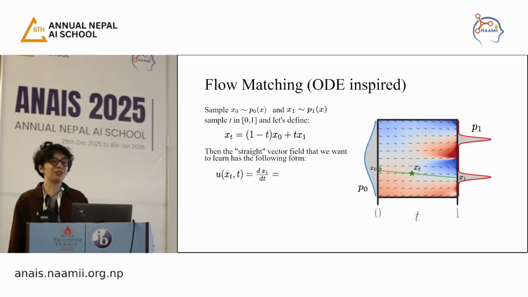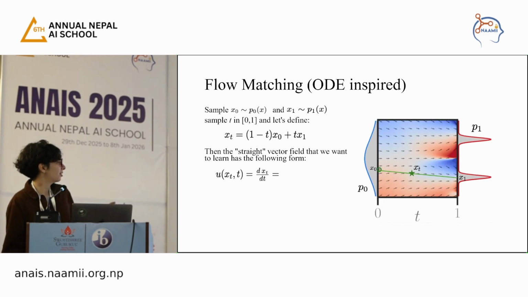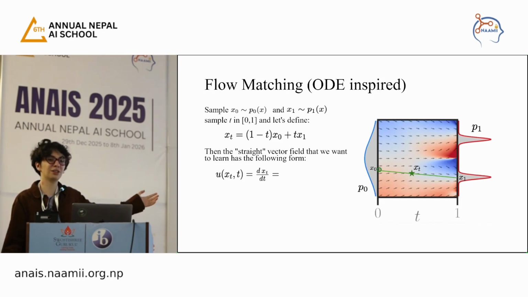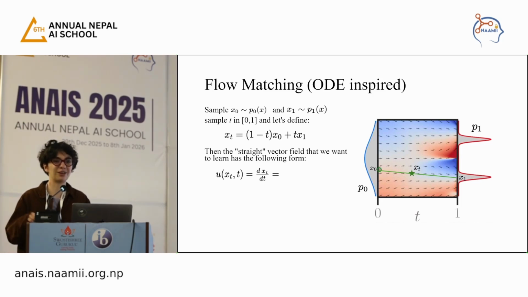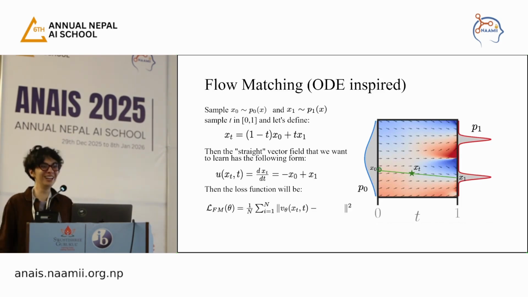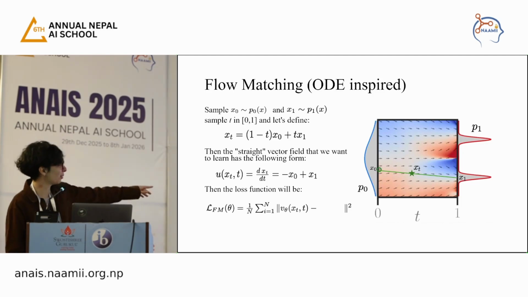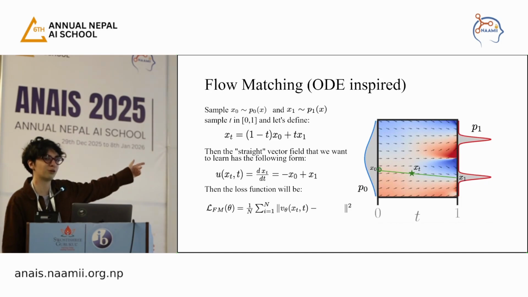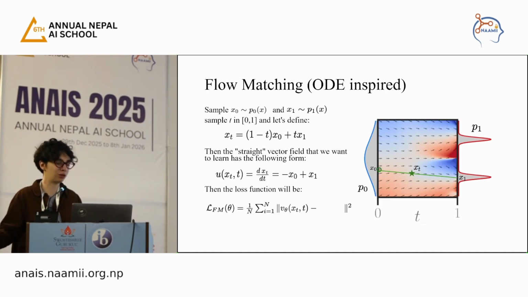Then people are like, okay, I kind of know what xt looks like, so how can I define the vector field of this? The vector field is kind of the derivative of xt with respect to t. Does anybody know what that is? It's minus x0 plus x1: x0 has the coefficient minus t, so when you differentiate with respect to t, that becomes -1, and for the t on x1, that becomes 1. So this is the vector field we are trying to learn.